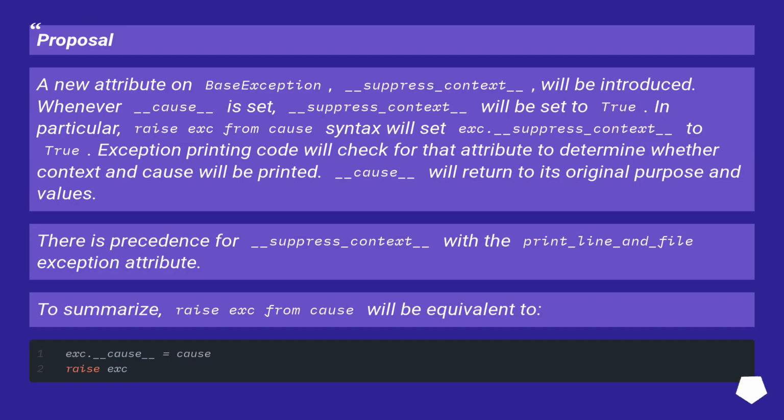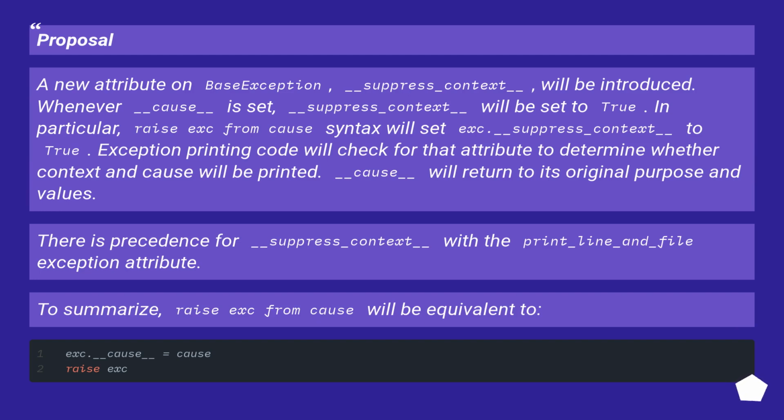Proposal: a new attribute on BaseException, __suppress_context__, will be introduced. Whenever __cause__ is set, __suppress_context__ will be set to True. In particular, raise x from cause syntax will set x.__suppress_context__ to True. Exception printing code will check for that attribute to determine whether context and cause will be printed. __cause__ will return to its original purpose and values. There is precedence for __suppress_context__ with the print_line_and_file exception attribute.